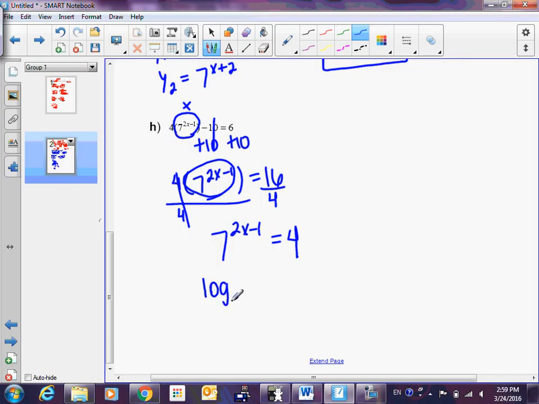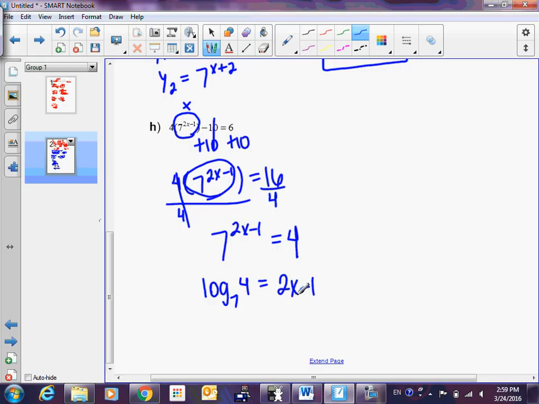But can I rewrite it as a log? Mm-hmm. Log base 7 of 4 equals the exponent. We're just going to rewrite it as a log. I didn't do this on the previous problem because on the previous problem, both sides had an exponent. Okay? This one, only one side does.